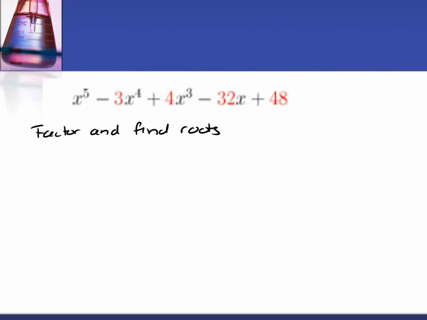So in WebAssign, they have this question as different ways. They ask you to factor it, or they ask you to find the roots. It could be multiple different ways that they ask this question.